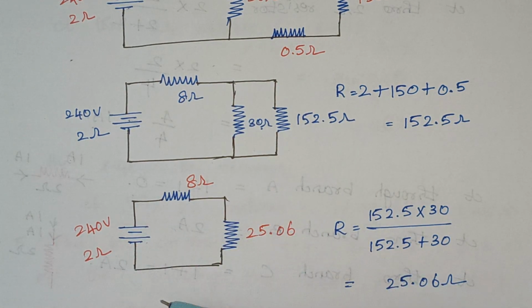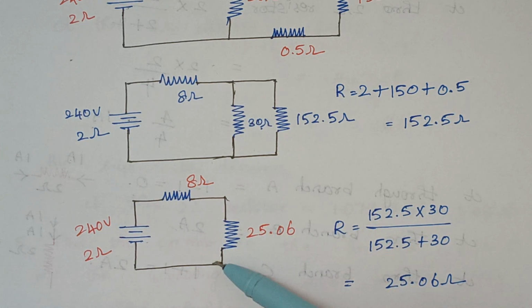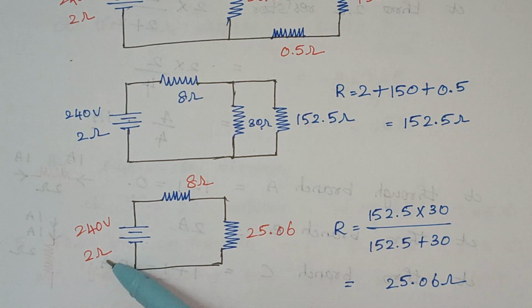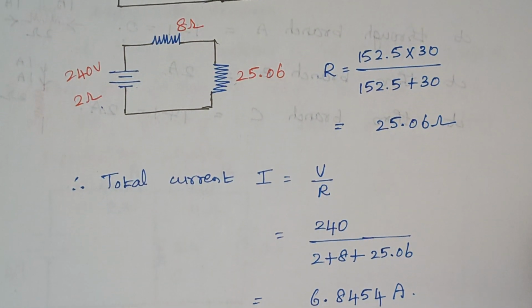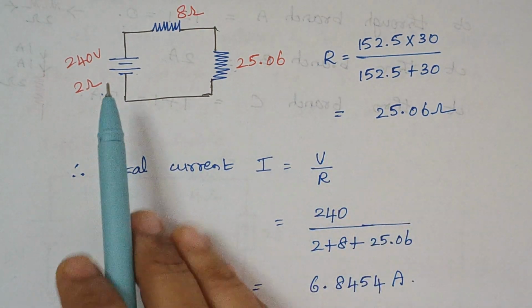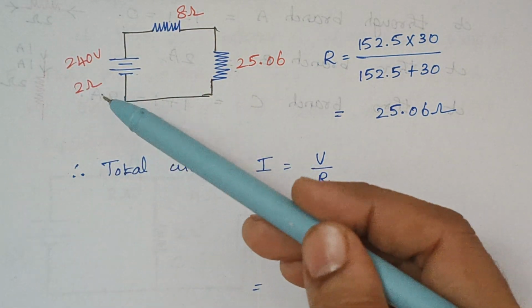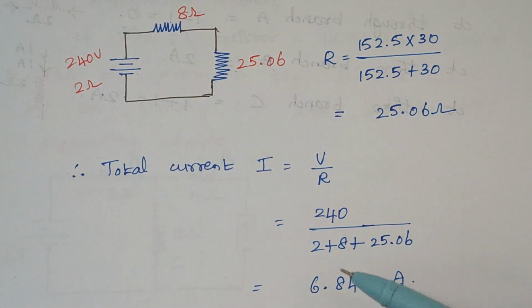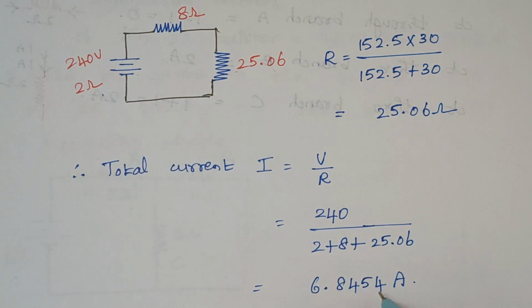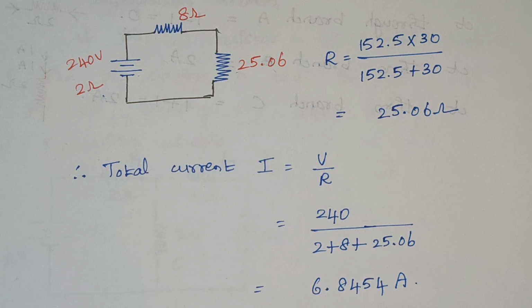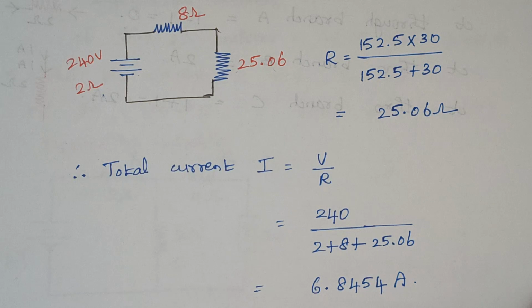So now when you look at this circuit, again these resistors are in series, not two resistors. Here we have to consider this 2 ohm also. So these three resistors are in series and the voltage is 240 volt. So here the value of current is given as I is equal to V by R. The value of V is 240, right? Divided by the resistance, which is the summation of these three values. So when you add these three values, finally the value of current is 6.8454 amps, right? But what we actually need is the current that flows through this 150 ohm resistor.